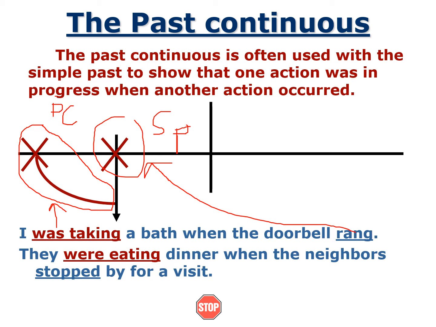So this is the first action, which is progressive, and you have to pay attention to the form of the past continuous as well. When the neighbors stopped by, so this is simple past, and this is past continuous. Now for the past continuous form, we use the verb to be in simple past, which is was or were, plus verb plus -ing. Remember this.